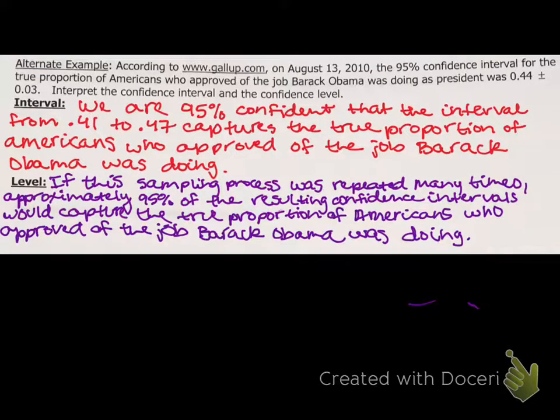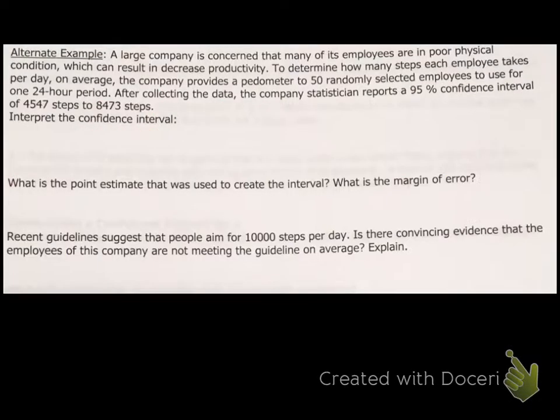If the sampling process was repeated many times, approximately 95% of the resulting confidence intervals would capture the true proportion of Americans who approved of the job Barack Obama was doing. Again, it's just fill in the blank with the confidence level and the parameter and context in the interval. All right, let's look at another example.